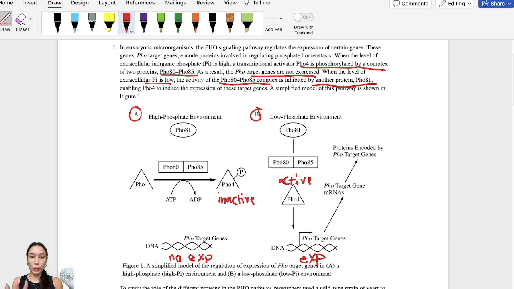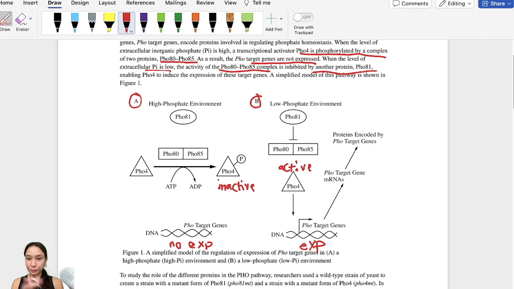So this is the breakdown of our schematic right here. I wouldn't worry about it too much for right now. We're going to keep going with the rest of the question.